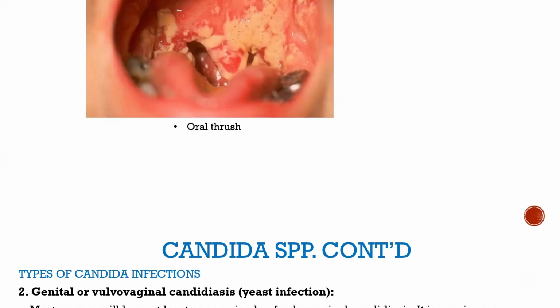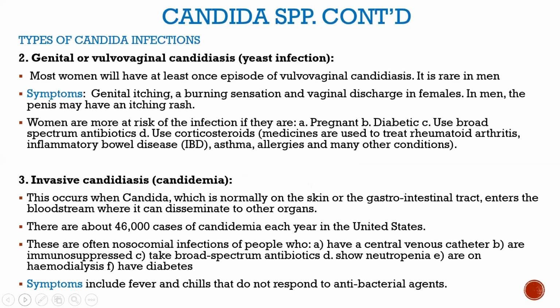Okay, so let's talk about the second type of candida infection. We have the genital or vulvovaginal candidiasis. This is the one mostly mentioned in the hospital. Whenever you go to a hospital, you must have heard that a woman has a yeast infection, especially those that work in the lab.